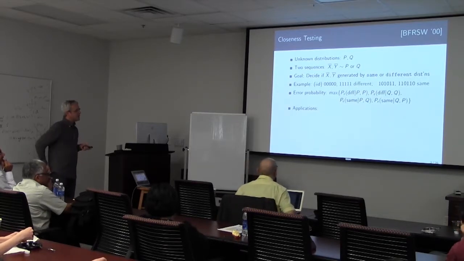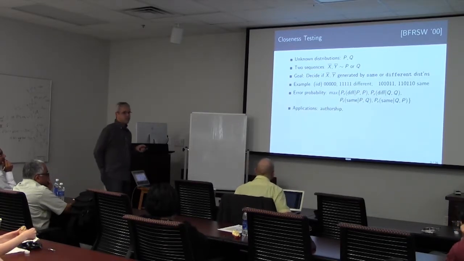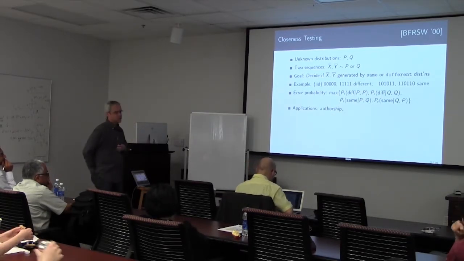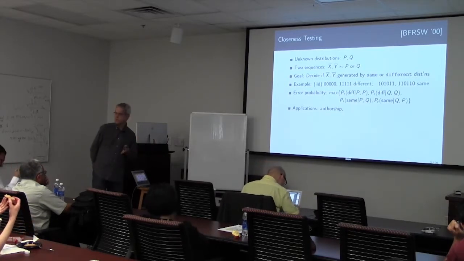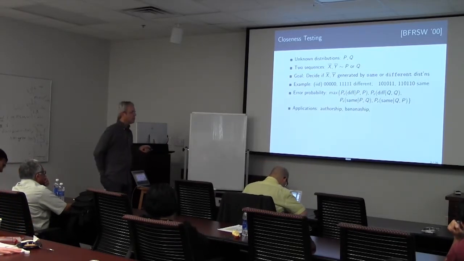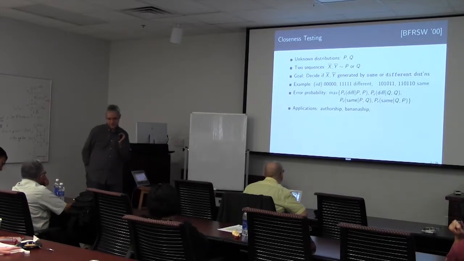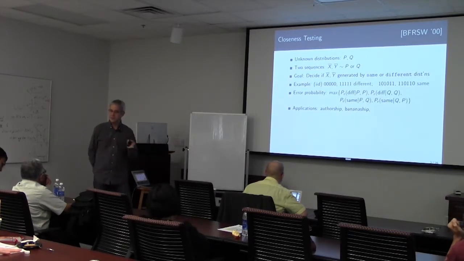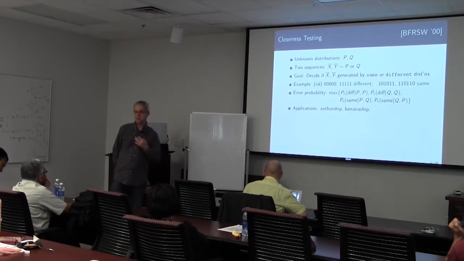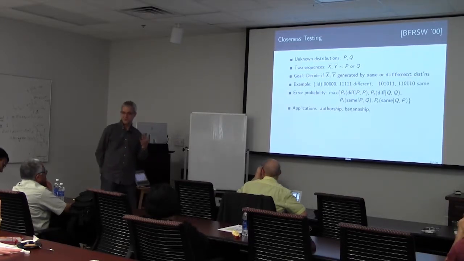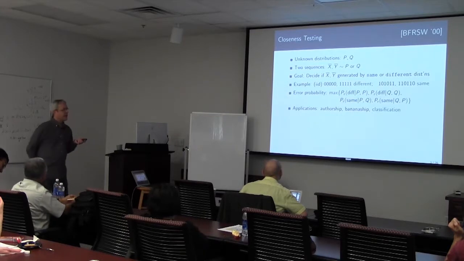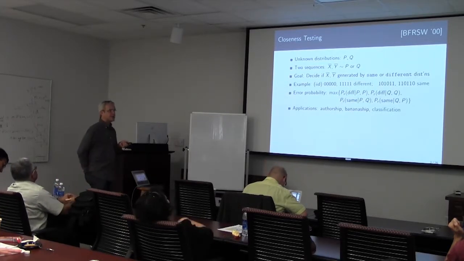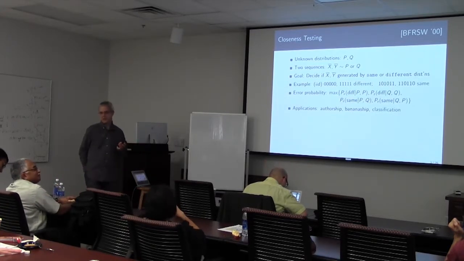And what are some applications? You can think of authorship: you get two documents, you ask whether they're written by the same person. Or what we call banana ship. You can go to Whole Foods, you can go to your local grocery. There's a price difference, but after a while you want to say, are those bananas coming from the same source or not? And the application that we care about is actually classification.